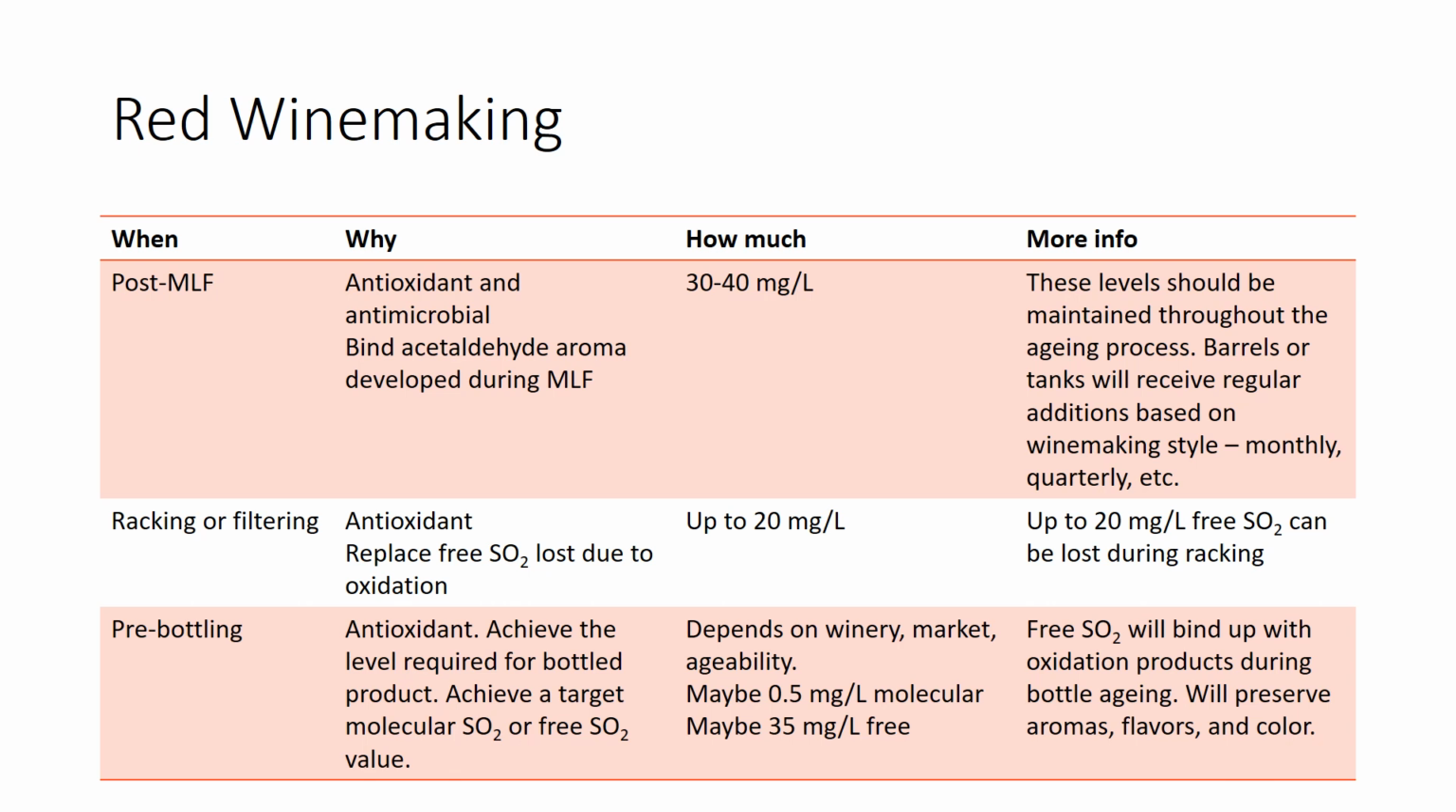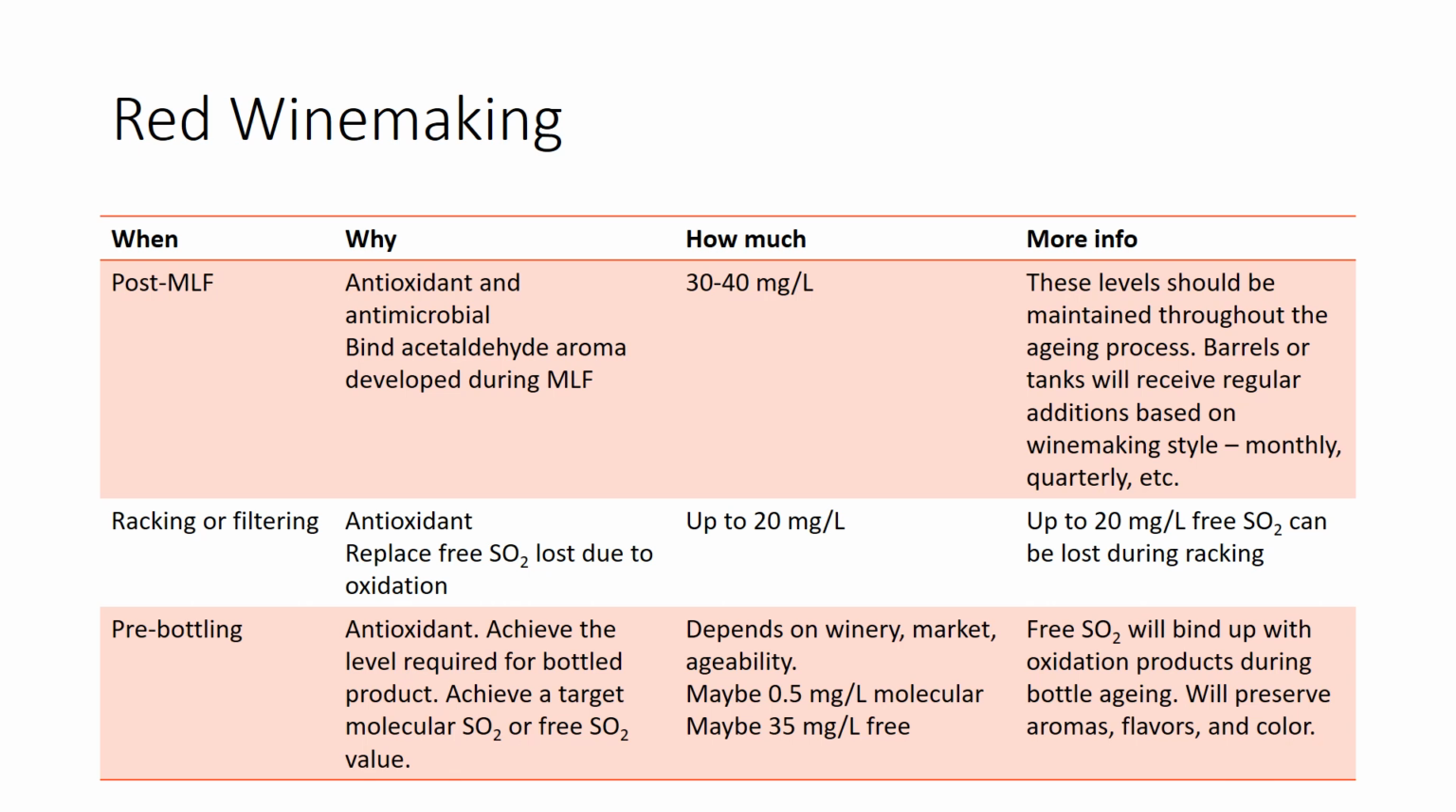During racking and filtration, we're also adding sulfur dioxide as an antioxidant. During that racking and filtering process, you can lose up to 20 milligrams a liter of free sulfur dioxide, just as oxygen enters the wine, forms hydrogen peroxide, and binds up with that free sulfur. So you're going to have to replenish that sulfur dioxide.